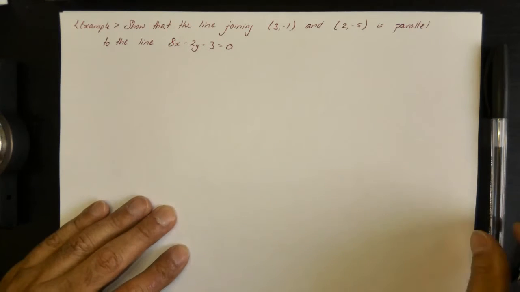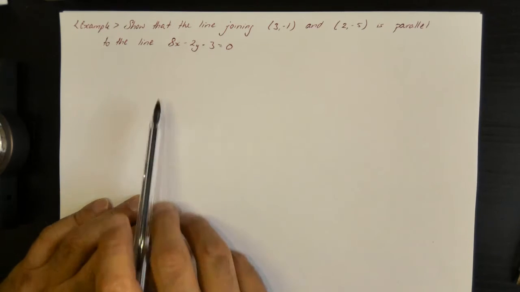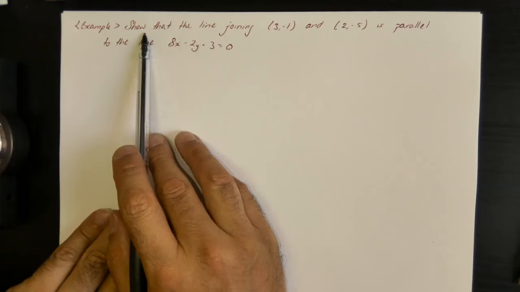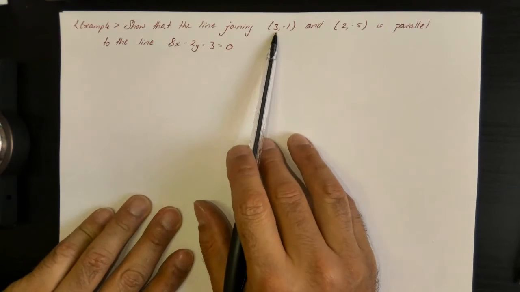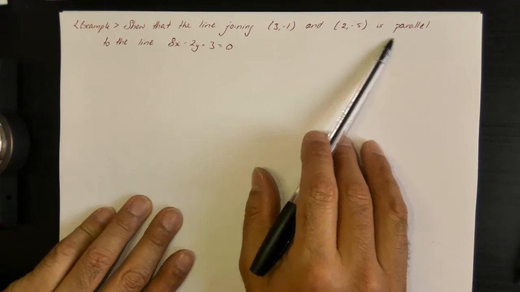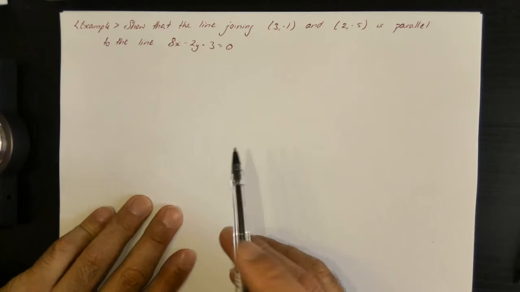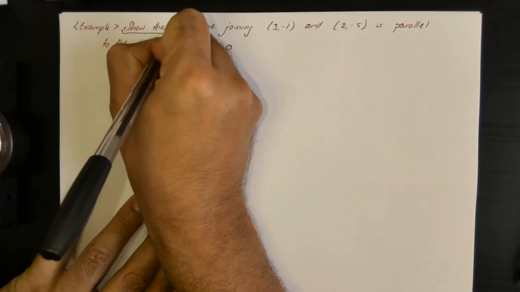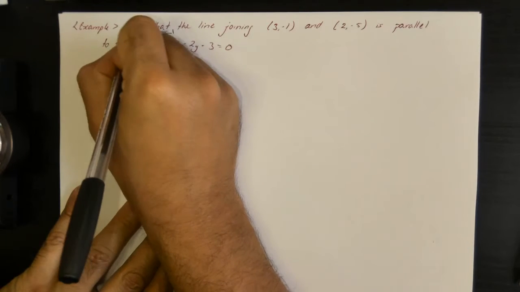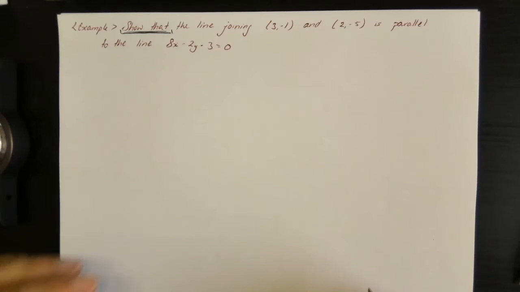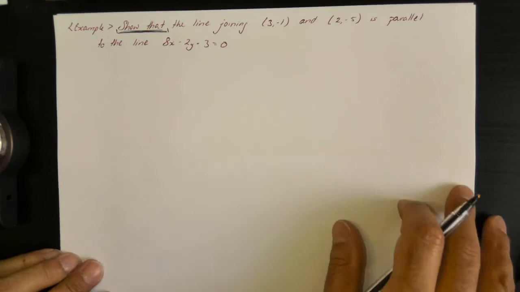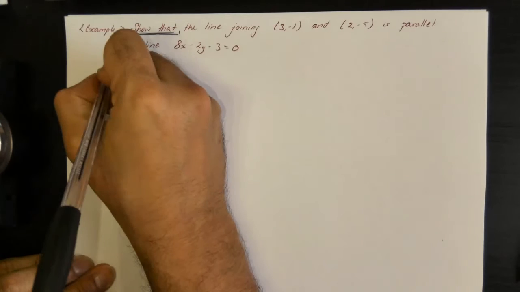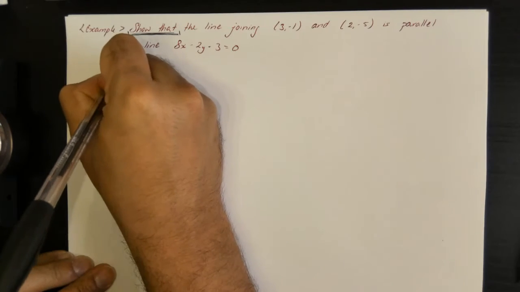Sorry, I forgot to do this example. Just before you go, let's do this one. This question says to show that the line joining (3, -1) and (2, -5) is parallel to this line. This is important: in an exam, we have a 'show that' question. So we've got to make sure that through our working out, we are clear and explicit in showing that these lines are parallel.